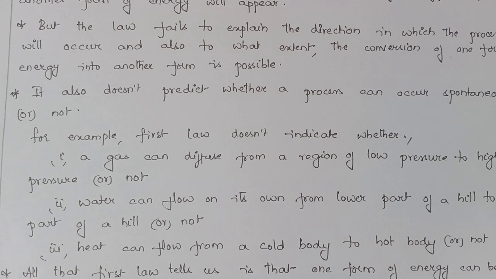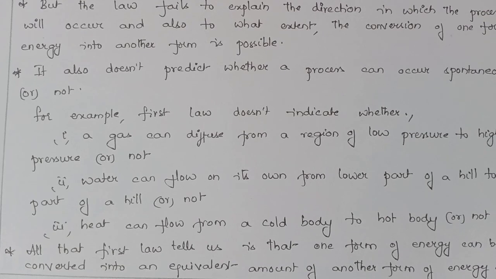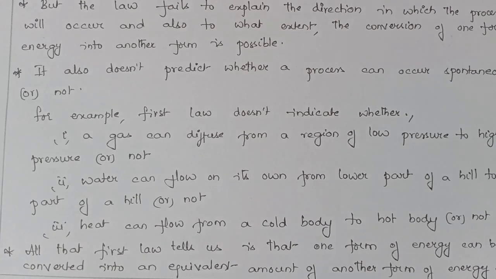And we all know that heat can flow from a body of higher temperature to a body of lower temperature. But here we are saying that the first law is not able to explain whether heat can flow from a cold body to a hot body or not. So, what does the first law explain? It tells us that one form of energy can be converted into an equivalent amount of another form of energy. This much only it can explain.